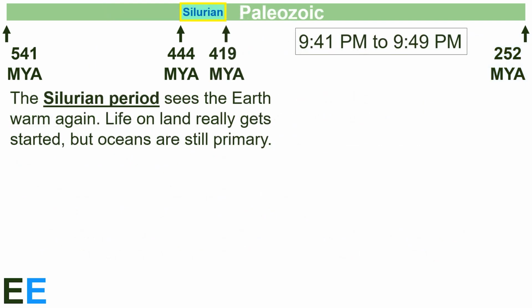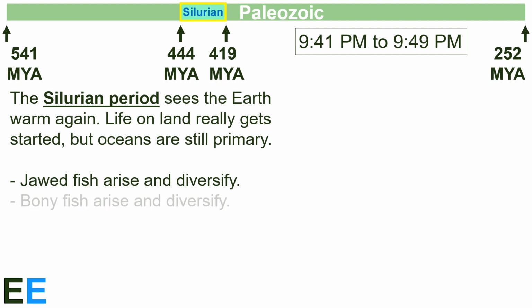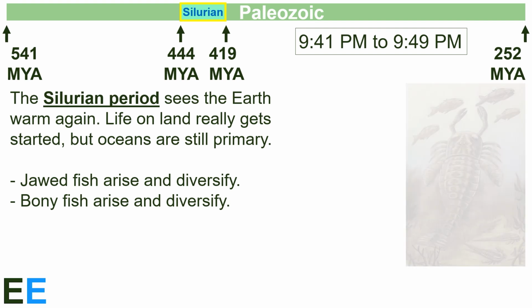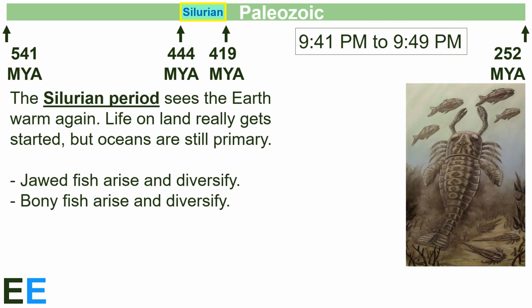Recovering from the end-Ordovician extinction event, the Silurian period sees the Earth getting warm again. Life on land really gets started, but oceans are still where the large animals are. Jawed fish arise and diversify throughout this period. We have clear evidence of lower jaws from fossils formed during this time. Bony fish, in addition to cartilaginous fish, arise and diversify. The oceans are now a hotbed of competition between large arthropods and the newly evolved bony fish.